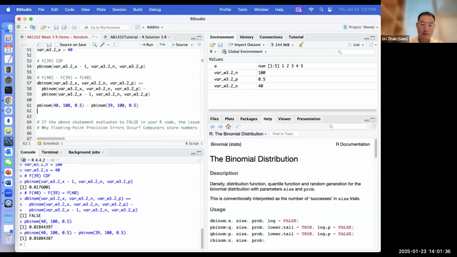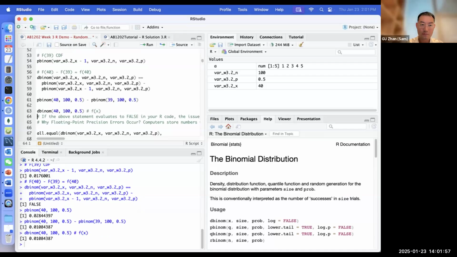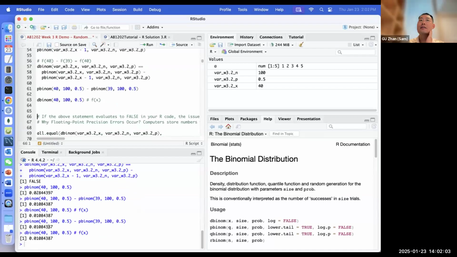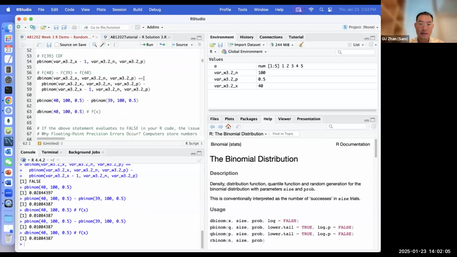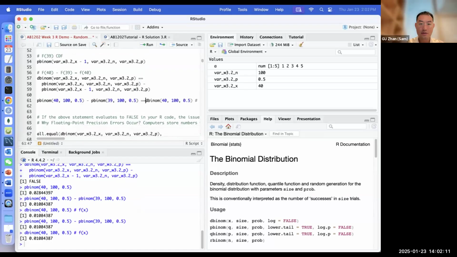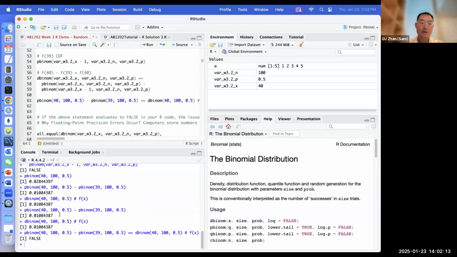Then let's calculate the small f40, which is dbinom(40, 100, 0.5). This is your small f(x). You see that the two values are the same, right? It looks exactly the same. Then now we put an equal sign there. We want to check whether these two are equal. It says it is false.